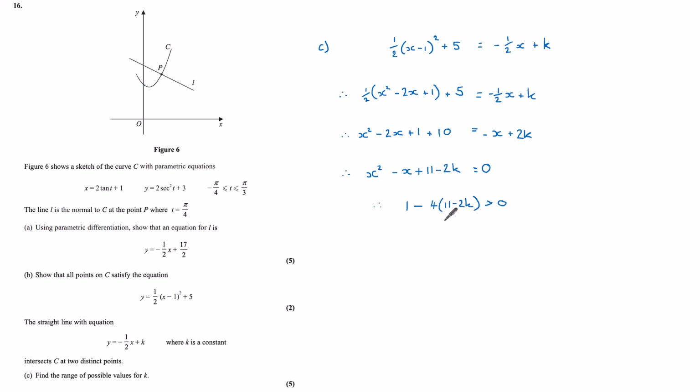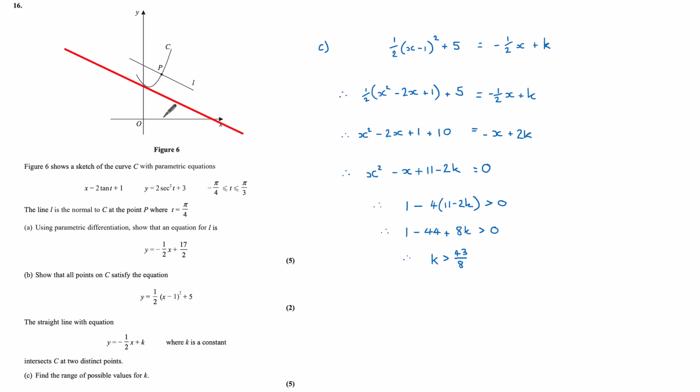So 4 lots of 11 minus 2k, I need to be greater than 0 in order for it to have two real values. Expanding the brackets gives me 1 minus 44 plus 8k is greater than 0. Adding 44, subtracting 1 and dividing by 8 means that k must be greater than 43/8. And so that is the point here. That's the minimum point that L can get to.